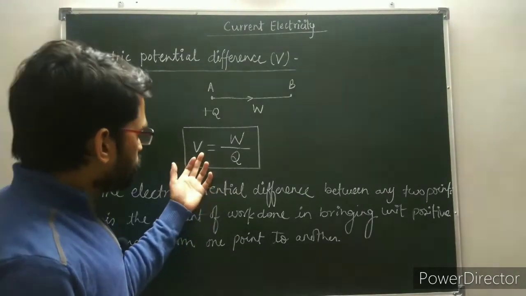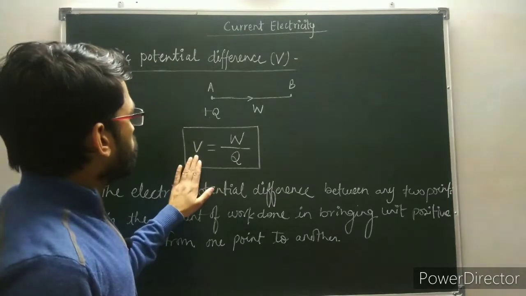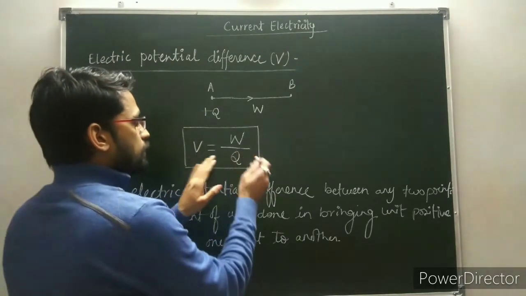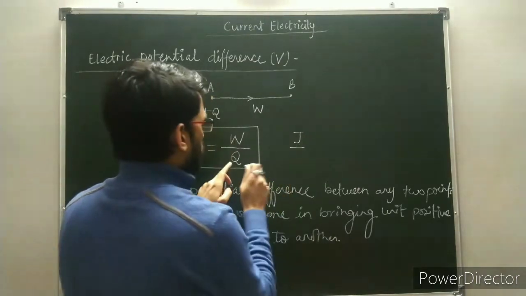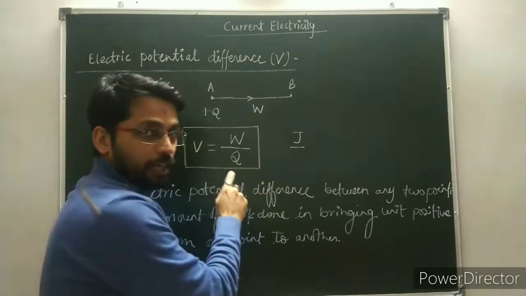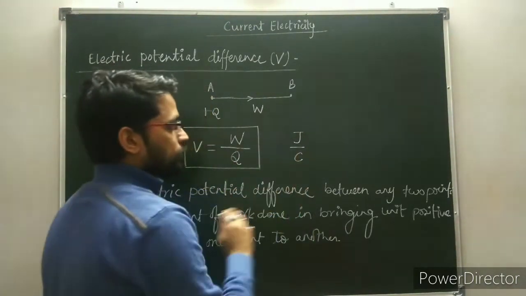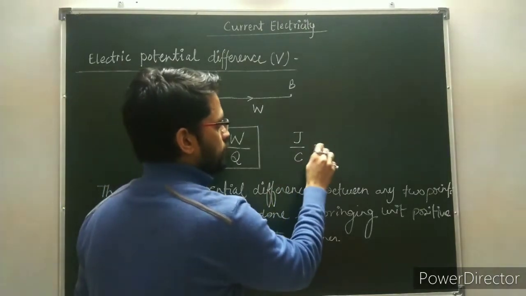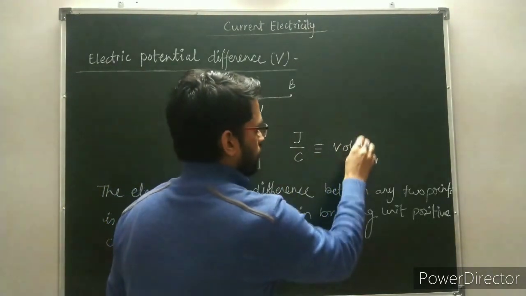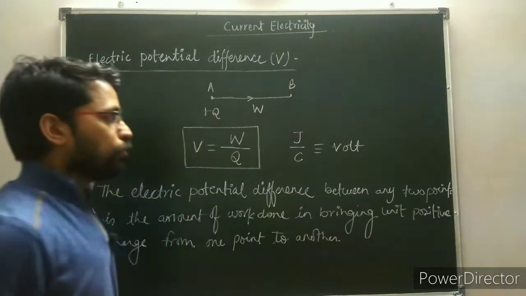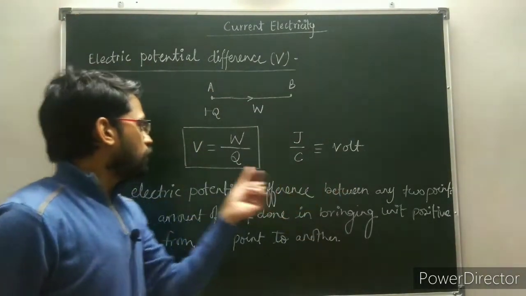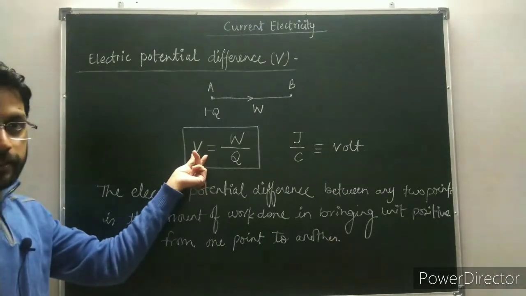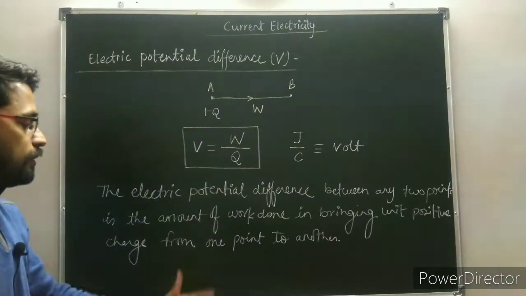And the unit of electric potential difference is the unit of work, that is joule, divided by unit of charge, which is coulomb. Joule per coulomb is known as volt. So volt is the unit of electric potential difference, and this is the definition.